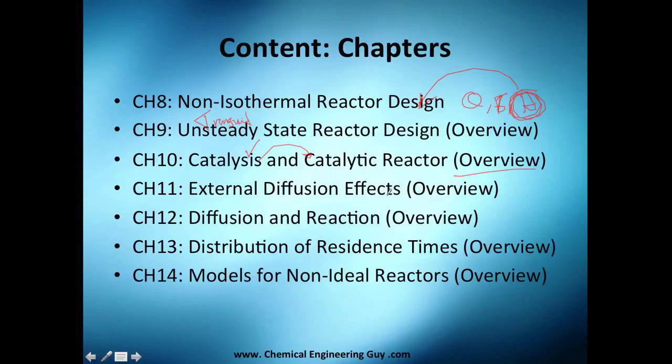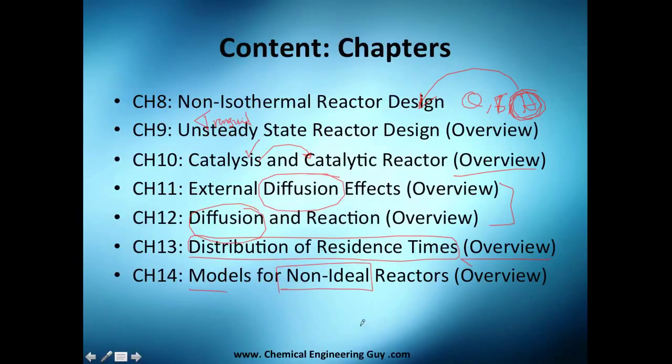Then external diffusion effects and diffusion and reaction, also just a small overview of the problem of diffusion in reactor engineering. Then distribution of residence times is just about how the different reactors have different distribution times, and to see if they're ideal or you can model them or whatever. All those rules we're going to see, it's just a small overview of these residence time distributions. And at the end we're going to see how to model those non-ideal reactors.